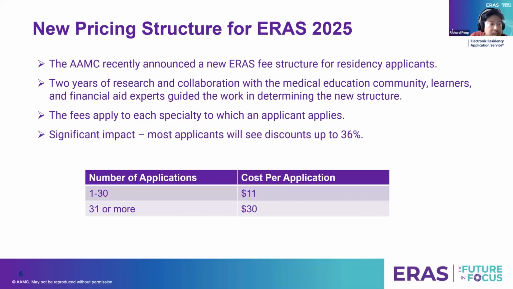Rather than having multiple tiers, it's going to be summarized as what you see here, those 2 tiers, the first 30 being $11 each, and then beyond that, $30 per application. This was a culmination of 2 years of research and collaboration with the community as well as financial aid experts, and we're hoping to see sizable discounts for applicants coming into the season.